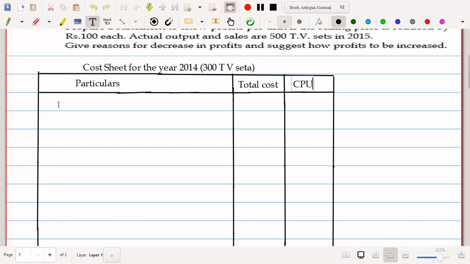So let's move on. The very first point in the cost sheet is direct materials. Direct materials given in the problem is 7,80,000. So this is for 300 TV sets. For one TV set, how much will be the cost?